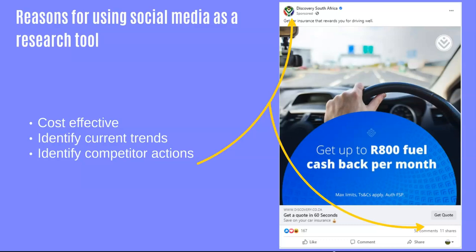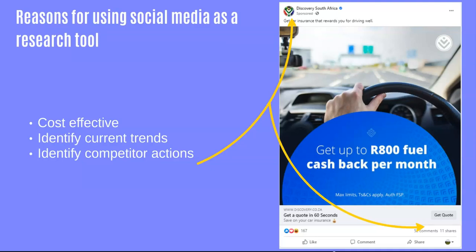You can also identify current trends. So let's look at this Discovery SA example. A current trend: most people on the road have insurance, those who can afford it. But now with loyalty, service organizations are trying to reward their customers in some way or another. So that is a current trend, rewarding your customer. Discovery in this case rewards their customers with 800 Rand fuel cash back per month for driving neatly, or driving well. First of all, they encourage people to drive responsibly on the roads and then they get rewarded for that. But again, you need to be a Discovery insured person.